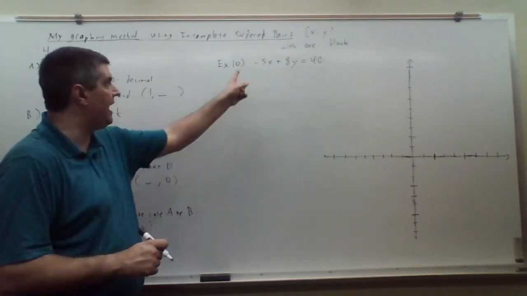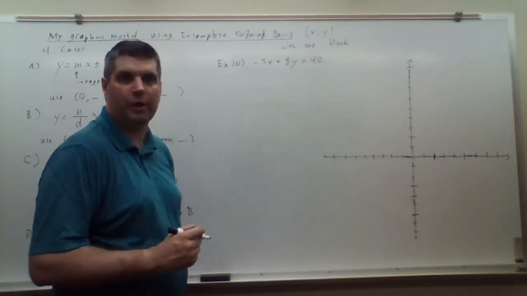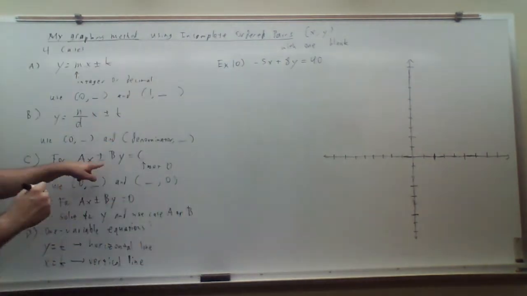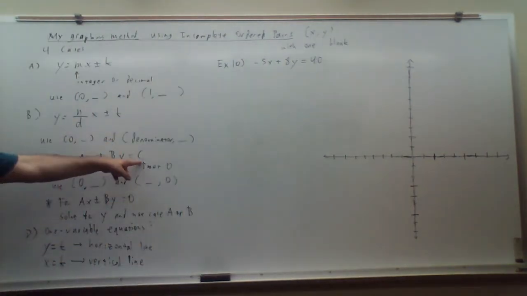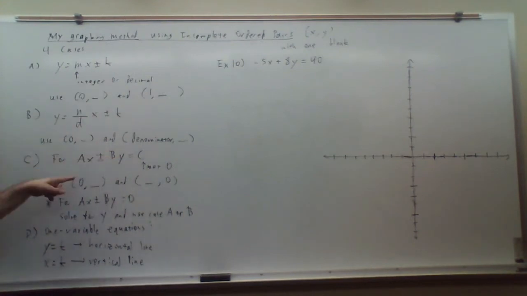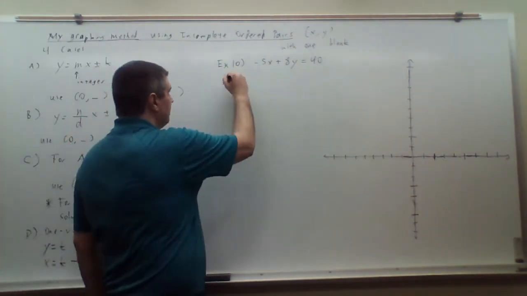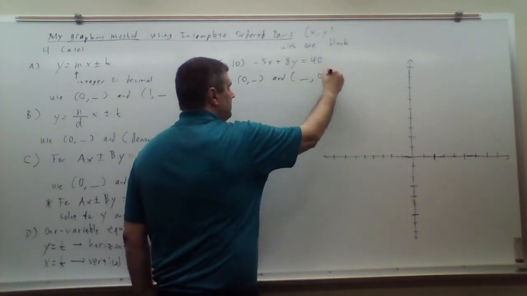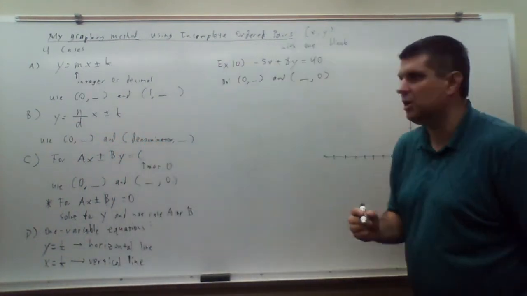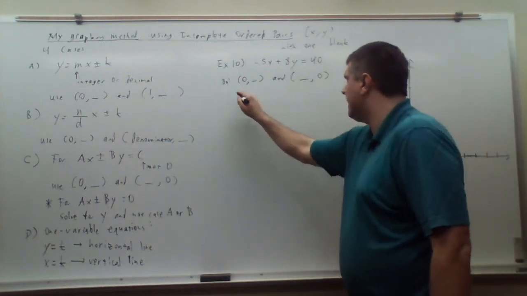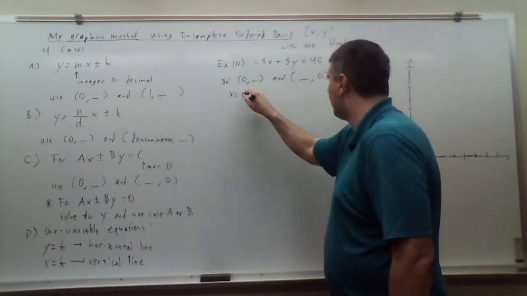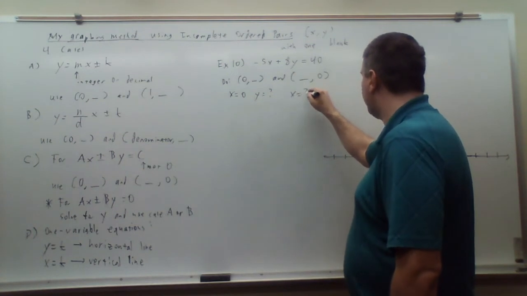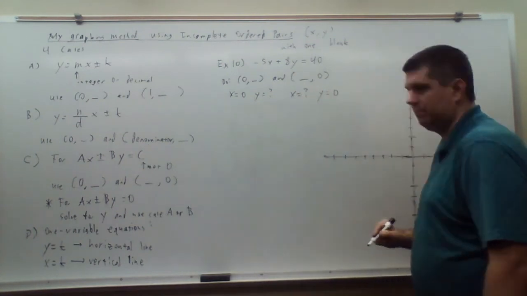Okay, so now I have negative 5x plus 8y equals 40. Okay, so this looks most similar to this. And that's not 0, so I'll use this case right here. So we'll have 0 blank and blank 0. Okay, so x equals 0, y equals we don't know, x equals we don't know, y is 0.